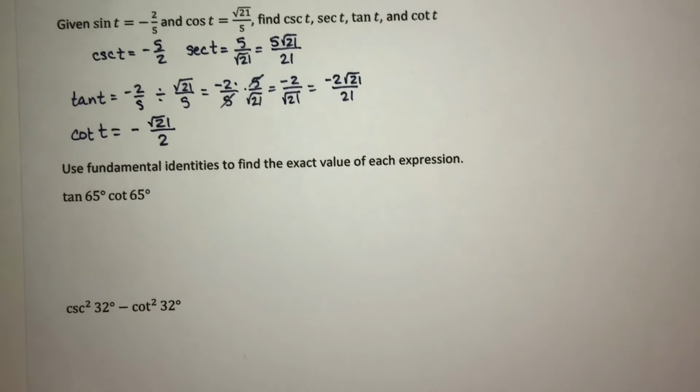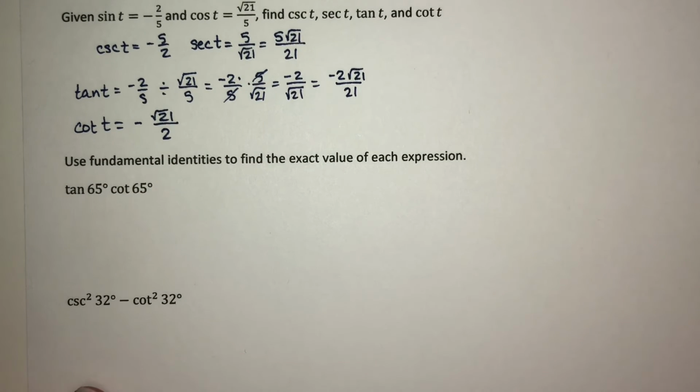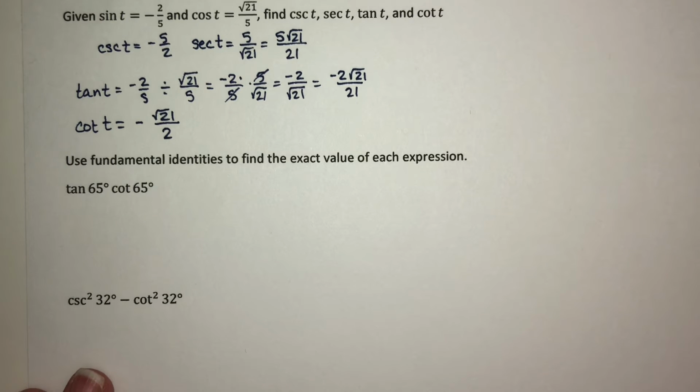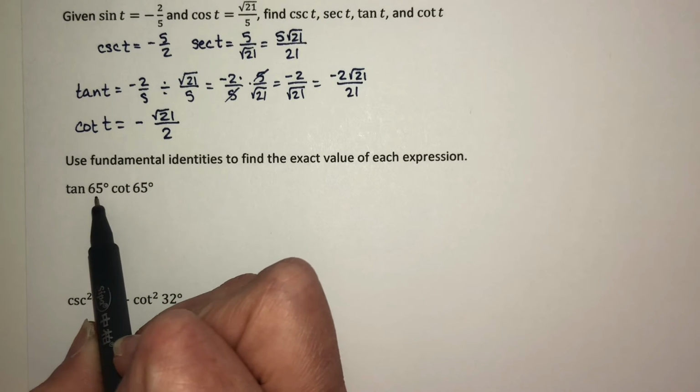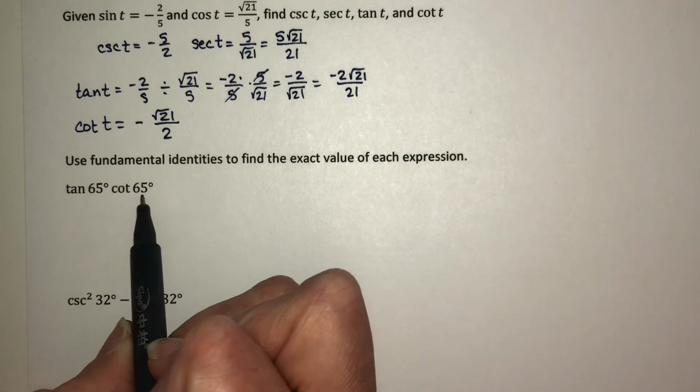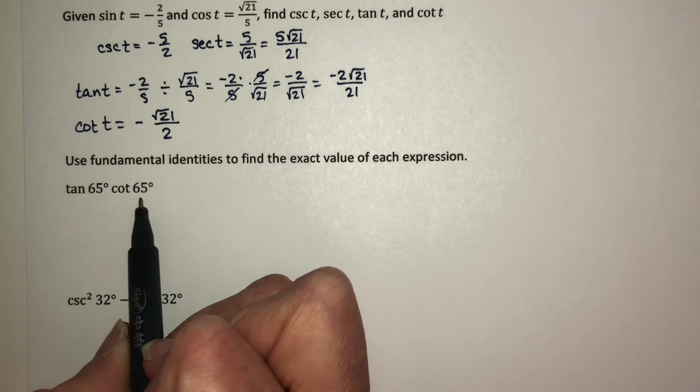Now let's work these problems. We're going to use our fundamental identities to find the exact value of each expression. So here I have tangent of 65 degrees times cotangent of 65 degrees.